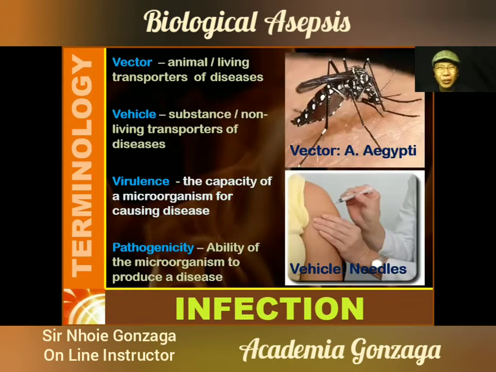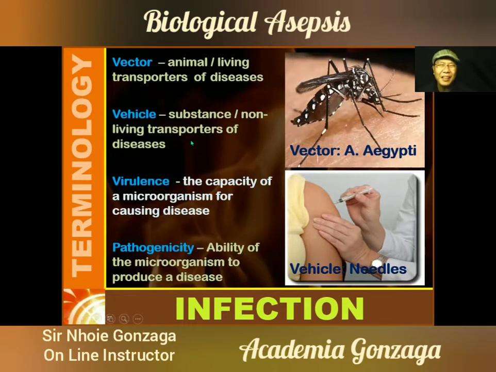Now, what is a vector? A vector is an animal or a living transporter of diseases. Now, when a disease is transferred by a living organism, it is called a vector. So an example of this is dengue. Dengue is being transported by Aedes aegypti. This is a kind of mosquito you see here. This is the mosquito, this is Aedes aegypti. Now, if one person was infected with dengue because a mosquito carried this disease from one person to another, then you call this mosquito a vector.